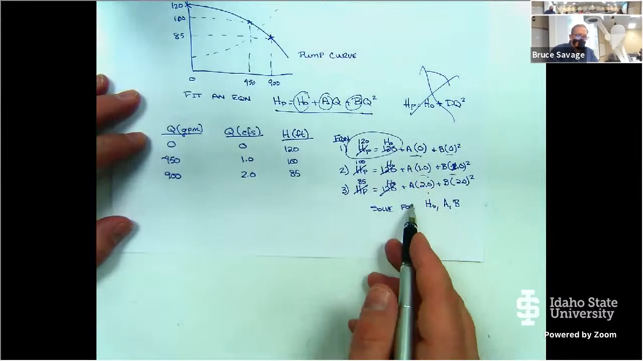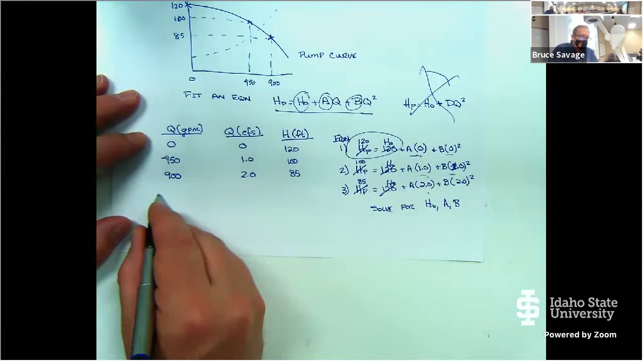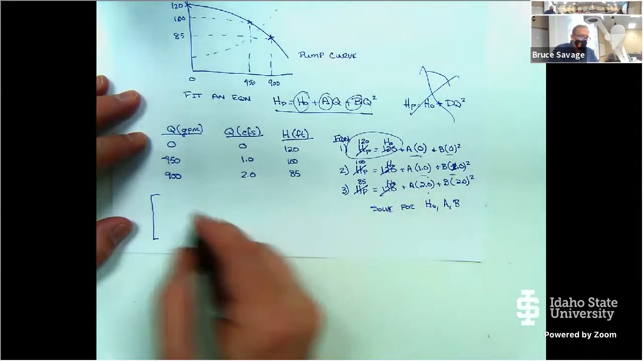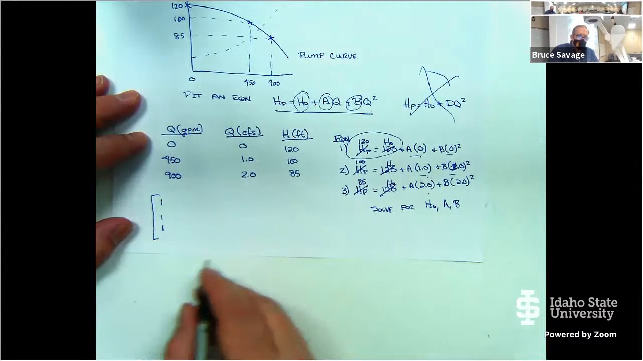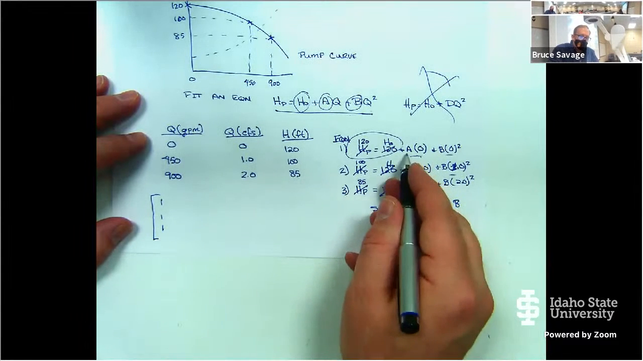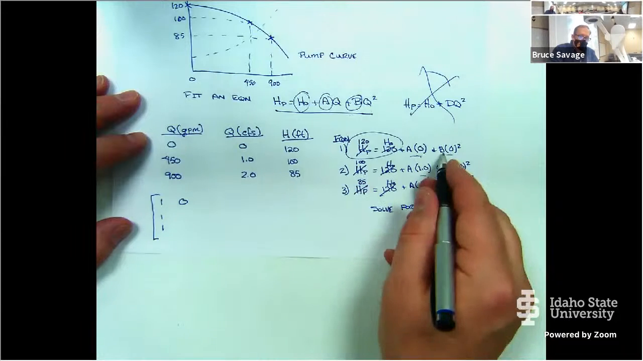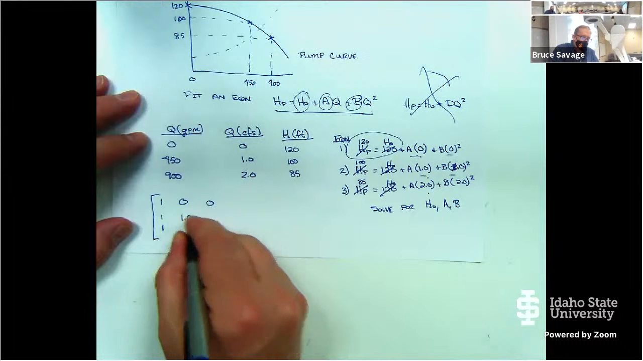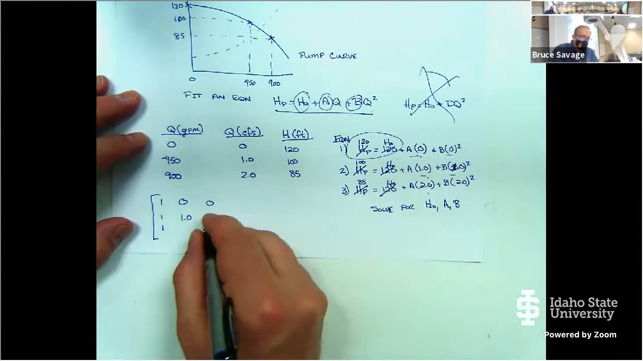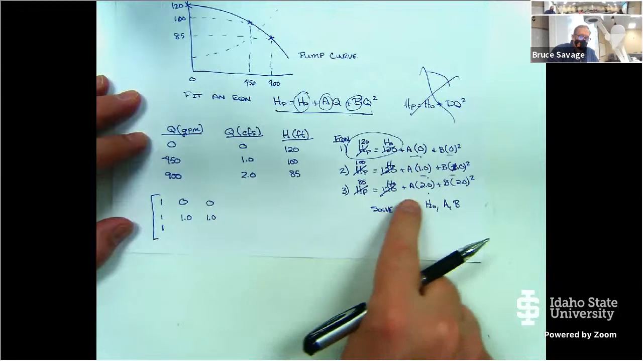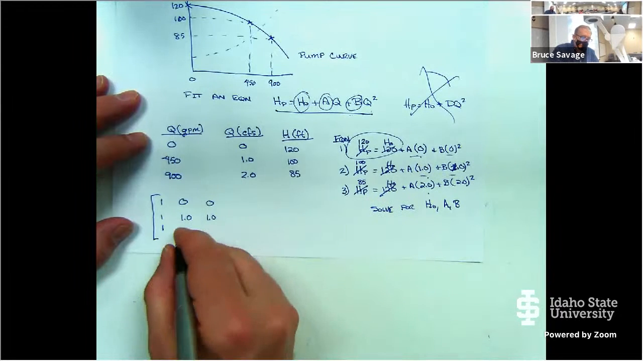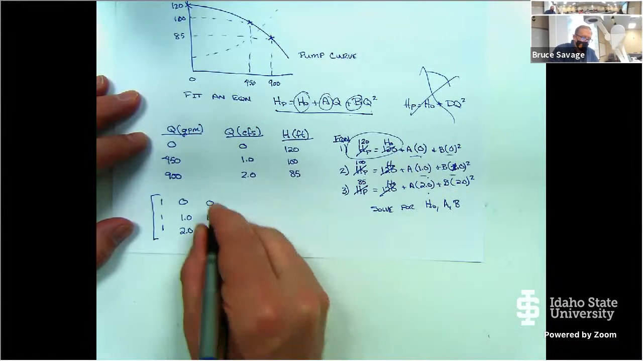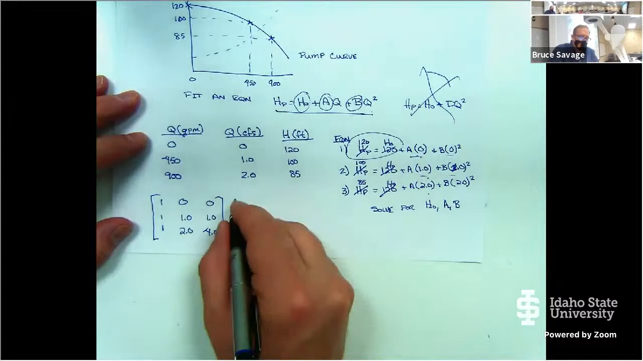But in this form, we can now write a matrix. The coefficient out in front of h sub naught is 1, so I'll put my 1s in there. And then the coefficient out in front of A is 0. The coefficient in front of B is 0. The coefficient in the second equation is 1. In front of B, it's 1 because 1 squared is 1. The coefficient in front of A for the third equation is 2. And in front of B, it is 4. That creates my coefficient matrix.